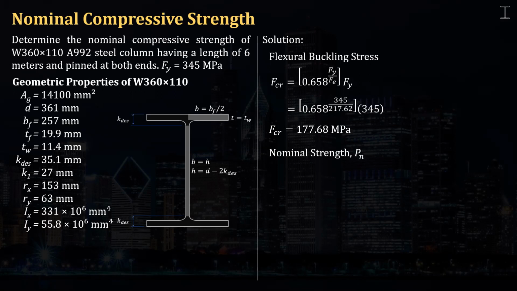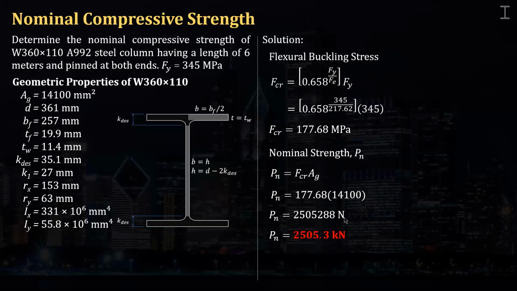So with this, we can now calculate the nominal strength, the one that is being asked in this problem. The nominal compressive strength Pn is equal to the product of the flexural buckling stress Fcr and the gross area Ag. So multiplying them, 177.68 times this 14,100 square millimeters, that is equal to 2,505,288, and that is in newtons. So in kilonewtons, that is 2,505.3 kilonewtons. That is the nominal strength.